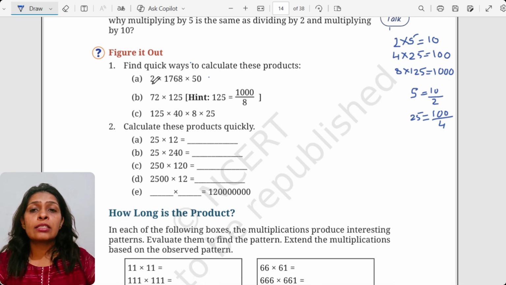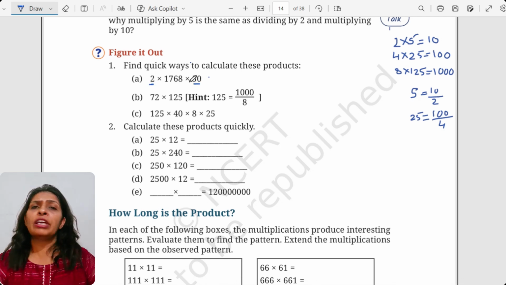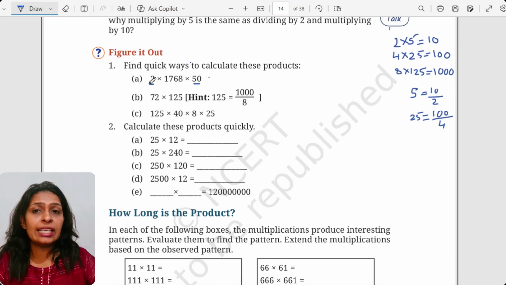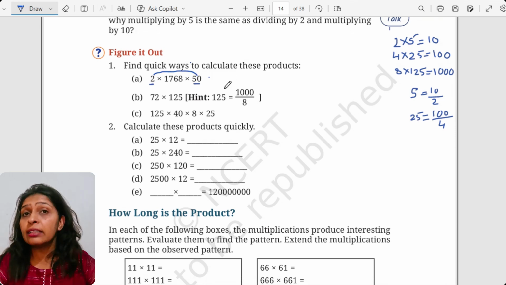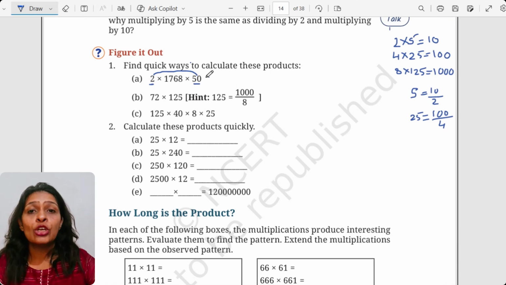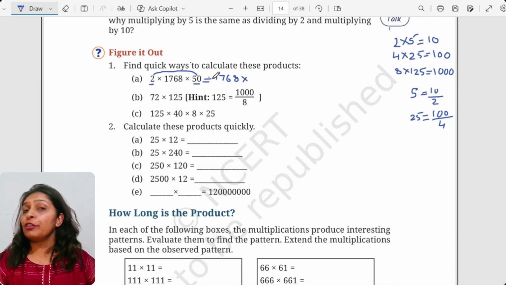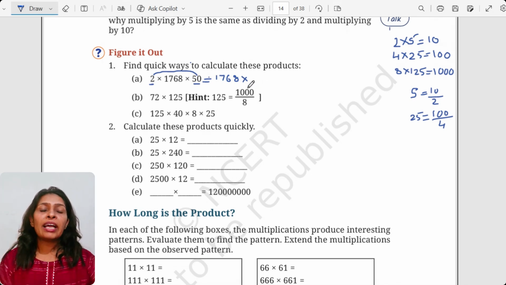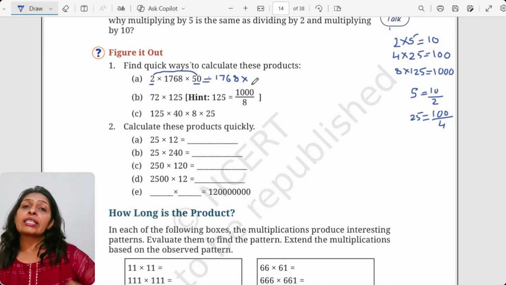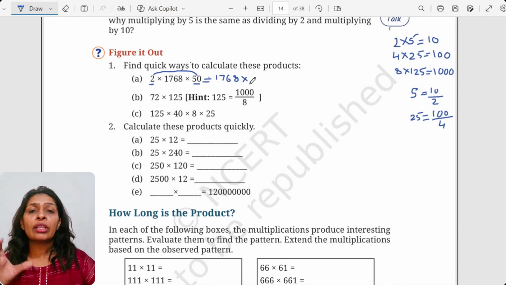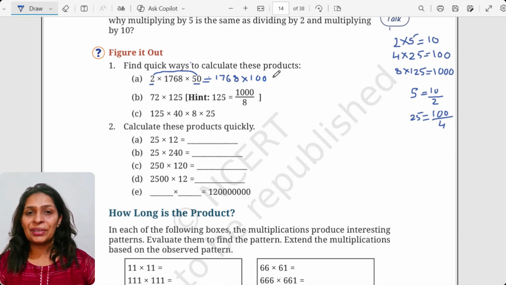So you see here, there is a number 2 and 5. They are very good buddies. They work along very nicely. So here, my first multiplication could be 2 into 50 rather than working on 1768. I'm not disturbing 1768, it will remain as it is. Now 50 into 2: whenever we are multiplying with 2, think of it as doubling something. So what is the double of 50? 50 times 2 gets me 100.